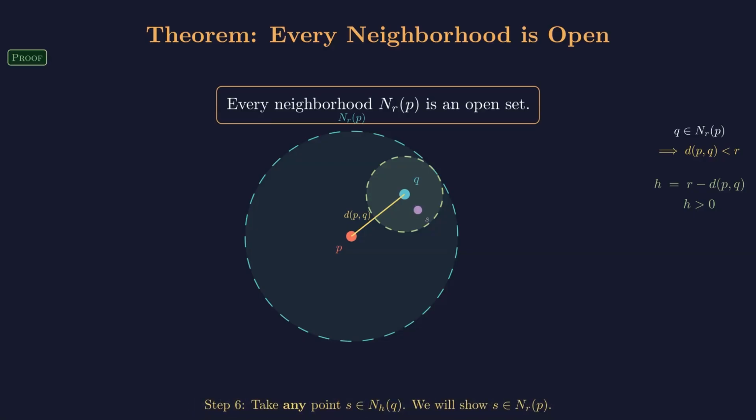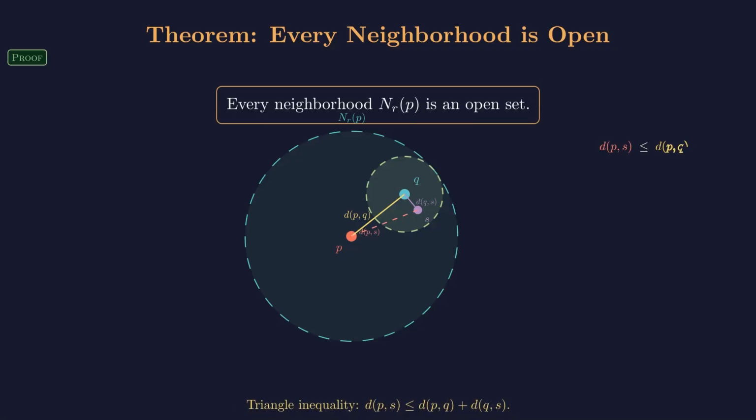Any point S in this small ball should also lie in the big one. Now pick any point S inside the small ball. By the triangle inequality, d of P, S is at most d of P, Q plus d of Q, S. We know d of P, Q equals r minus h, and d of Q, S is less than h. Adding them gives strictly less than r. So d of P, S is less than r minus h plus h, which equals r.